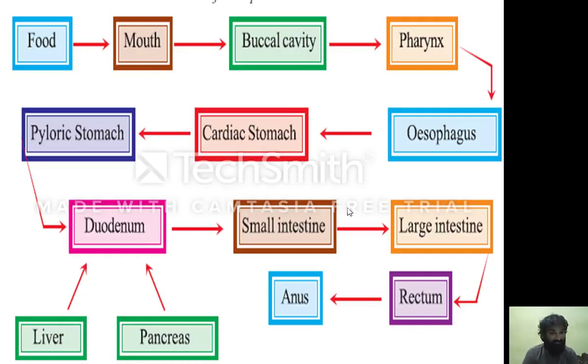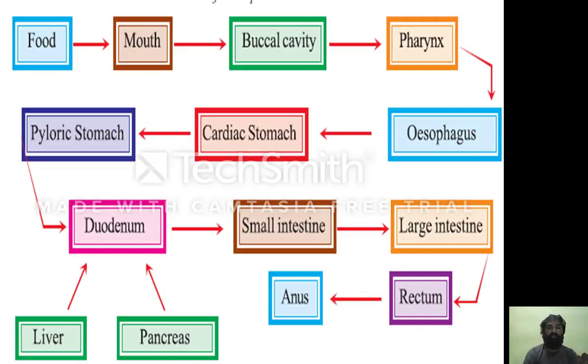two glands. One is the liver and the second is the pancreas. The liver releases bile juice, which converts fat molecules into small fat globules. This process is called emulsification. The pancreas releases pancreatic juice, which contains three enzymes: amylase, trypsin, and lipase. Amylase converts carbohydrates into maltose sugar, trypsin converts proteins into peptides, and lipase converts fat molecules into fatty acids and glycerol.